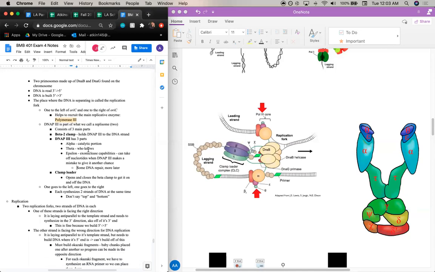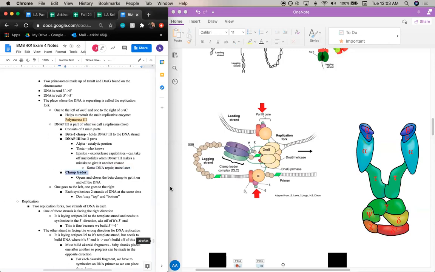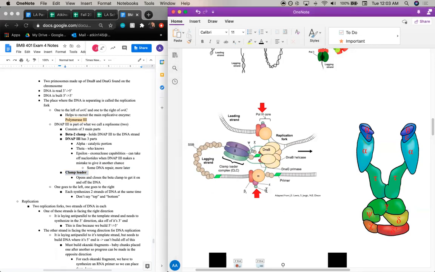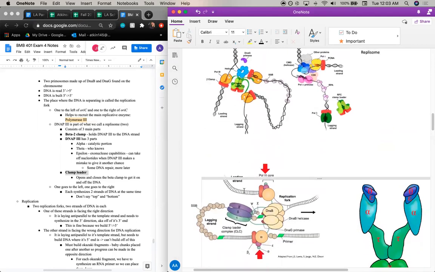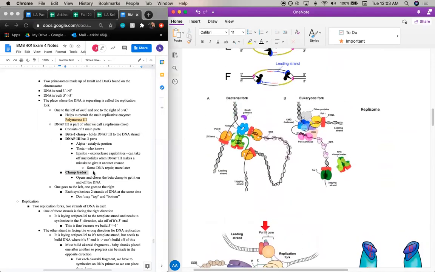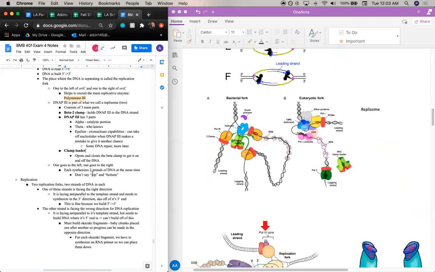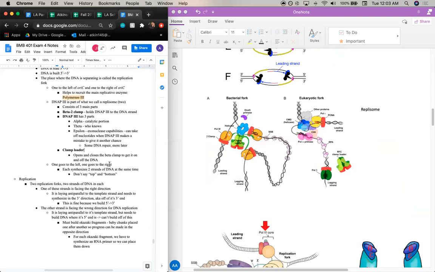And then the last part of our replisome is going to be the clamp loader, which opens and closes the beta clamp to get it on. Here it is, it's a complex here. And then up here, you can see the clamp loaders right there. Kind of abstract in these images. I would say it's probably more important that you know what they do as opposed to how it looks in a 3D diagram. Ideally, you want to know both, but I'm having a little bit of difficulty myself.